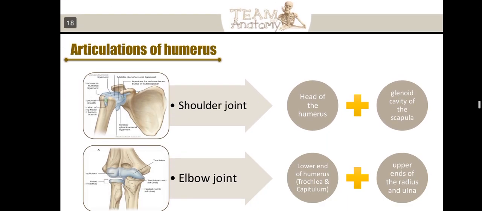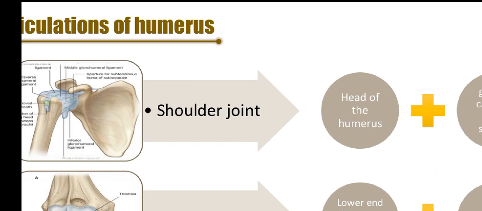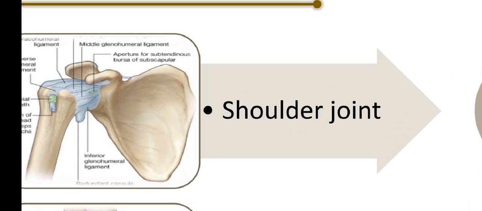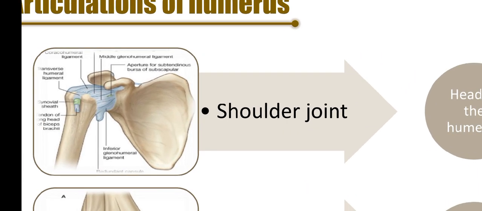Then articulations of the humerus, like I told you, when talking about a bone, you talk about what it is articulating with, anteriorly and inferiorly. Now, anteriorly, the humerus articulates with the scapula, okay, through so many ligaments. That joint is strong, but it had to be joined by ligaments so that it permits so much movement.